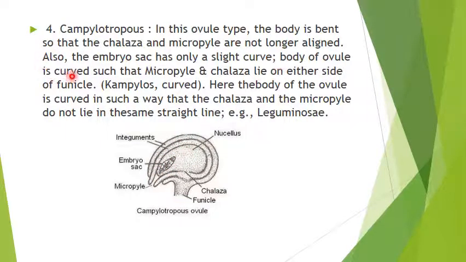The body of the ovule is curved such that the micropyle and chalaza lie on either side of the funicle. Campylos means curved, so you can keep in mind that here the position of the ovule is curved, in such a way that the chalaza and the micropyle do not lie in the same straight line. For example, in the Leguminosae family, under which come pea and bean. These plants come under the family Leguminosae, and in this group of plants you will see such type of ovule, that is the campylotropous ovule.